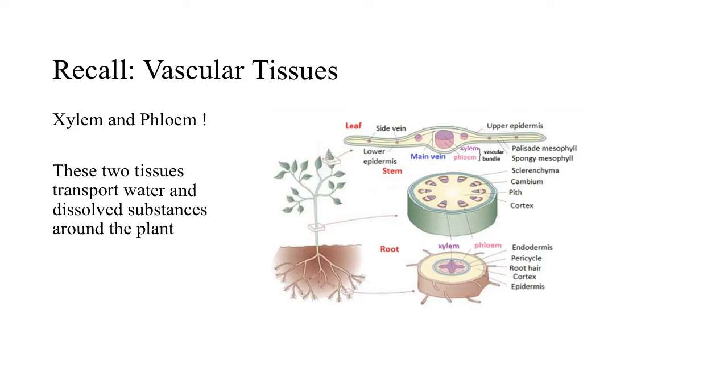So, if you recall, vascular tissue is responsible for the transportation of materials around the plant. We have two types. We have xylem and we have phloem. Together, these two tissues will transport water, dissolved substances, and sugars. What you can see here is a plant.